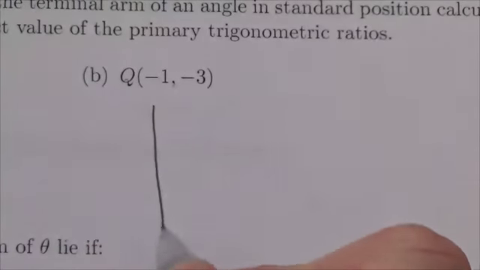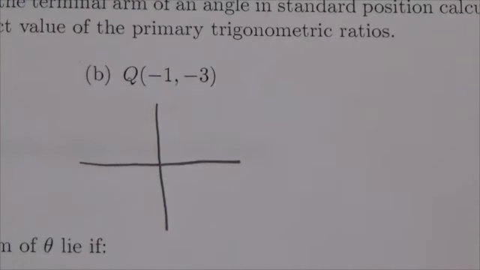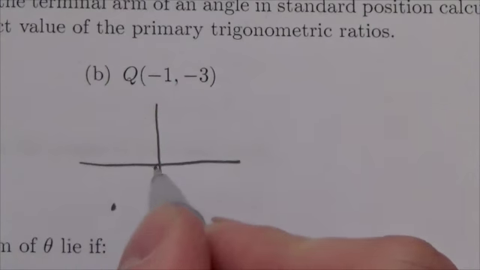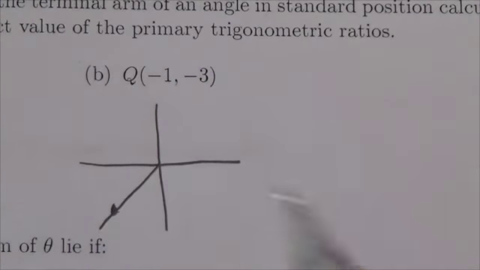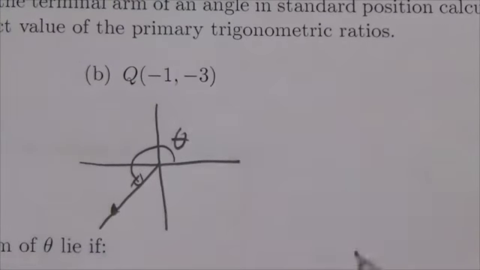Okay, now in this case right here, like the previous question, I have to pay attention to the signs and where this is going. So -1, -3 is going to be out here in the third quadrant. Doesn't really matter if I draw that to scale or not, as long as I get it in the right quadrant. Okay, here's my angle theta.